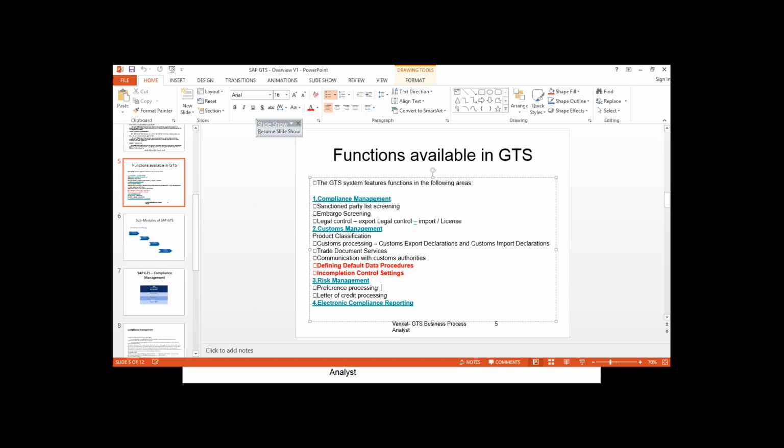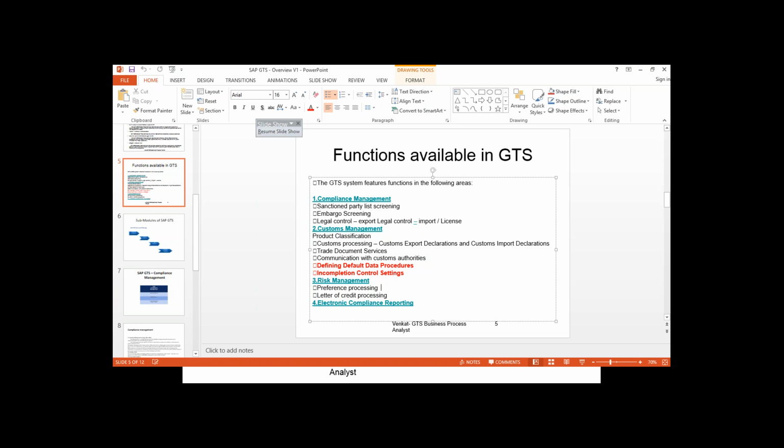If you configure preference determination for your client, then with the help of that preference determination, your system can calculate the preference you are supposed to get for each and every transaction. For each transaction, the system itself can tell you what the preference is and what you are supposed to get for the import you are making. So this is the business requirement of the business process associated with preference processing in international trade.